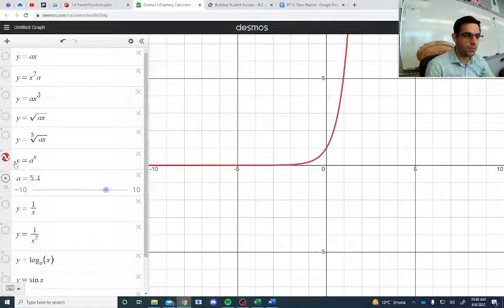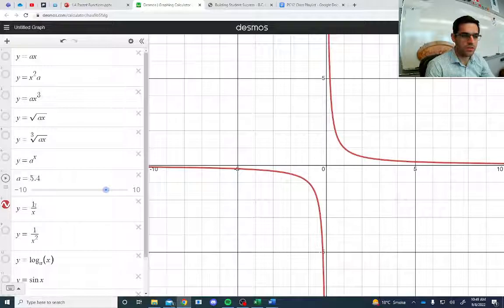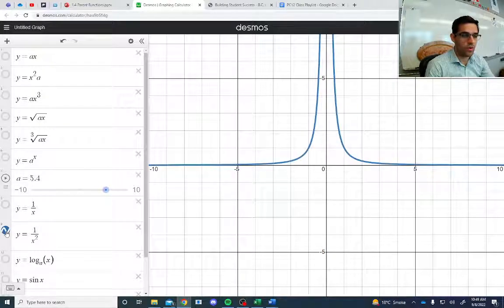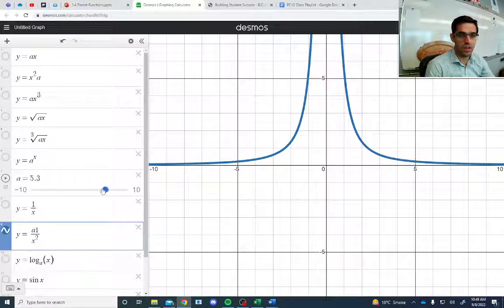Anyways. Alright. We have some rational ones. So here's a rational function. Pretty. 1 over x. 1 over x squared looks like this. I can stretch that thing and move it around. That's pretty cool.